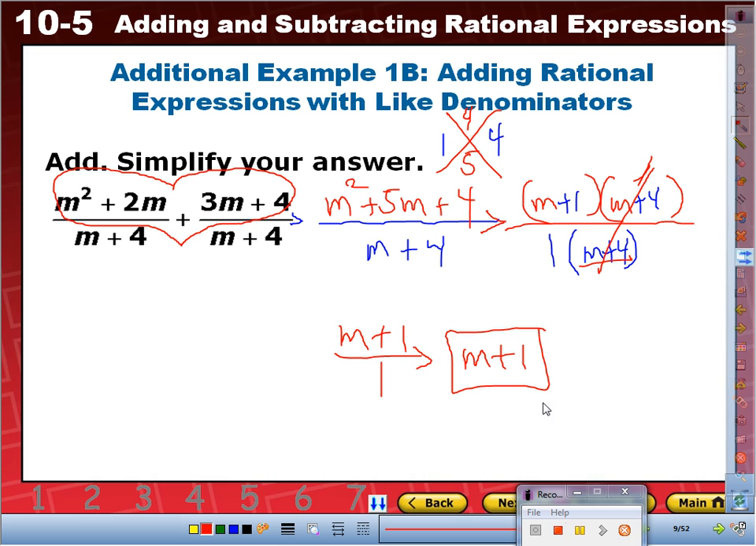I'll give you about 5 seconds. It should be, because we're doing this together, right? Just to finalize it.